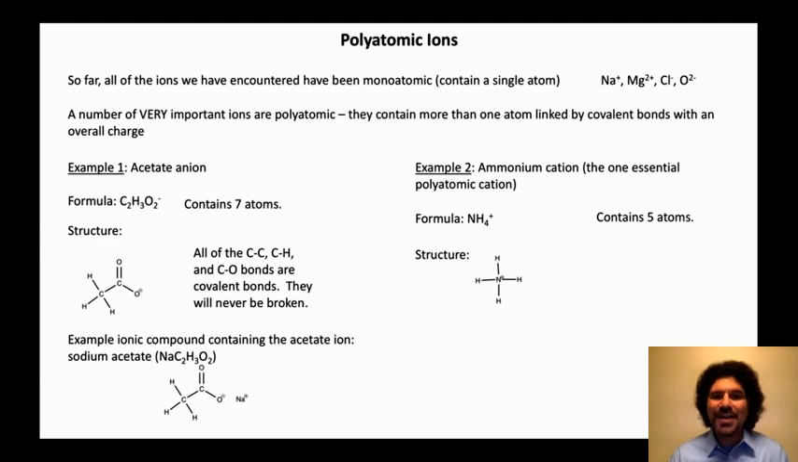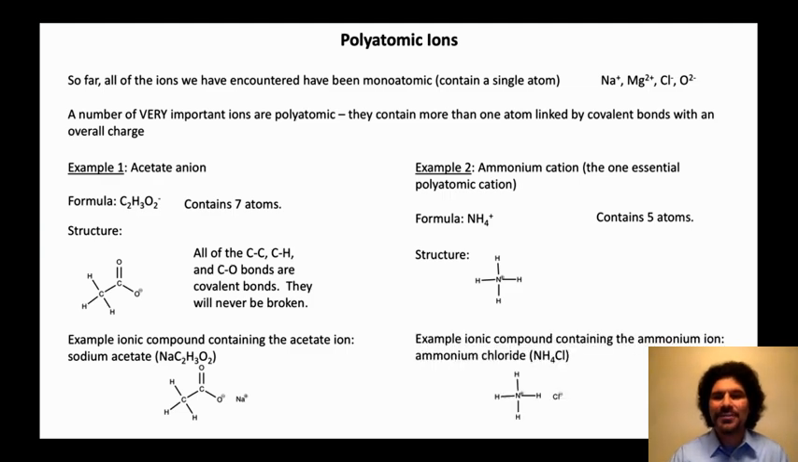Incidentally, later in the semester, there's going to be a unit on covalent bonding, and you're going to look in much greater detail as to why certain atoms have charges in these polyatomic ions. Okay, so an example of an ionic compound containing the ammonium ion would be ammonium chloride, which has the formula NH4Cl. And as you can see, its structure is just the NH4+ and also has a Cl next to it.